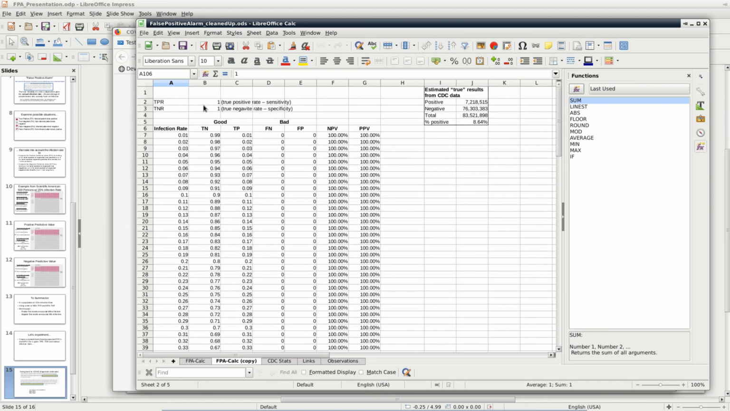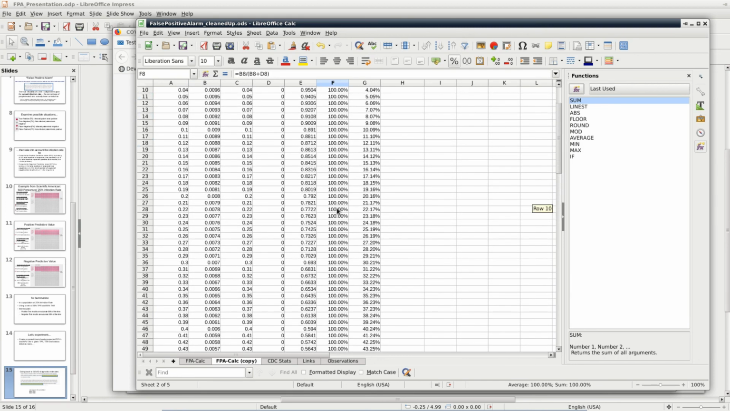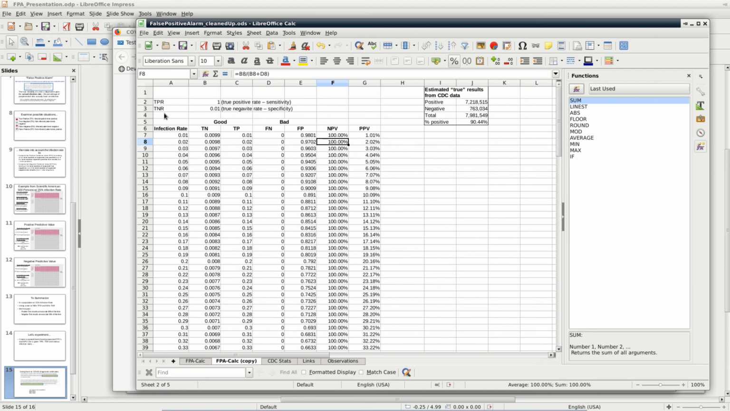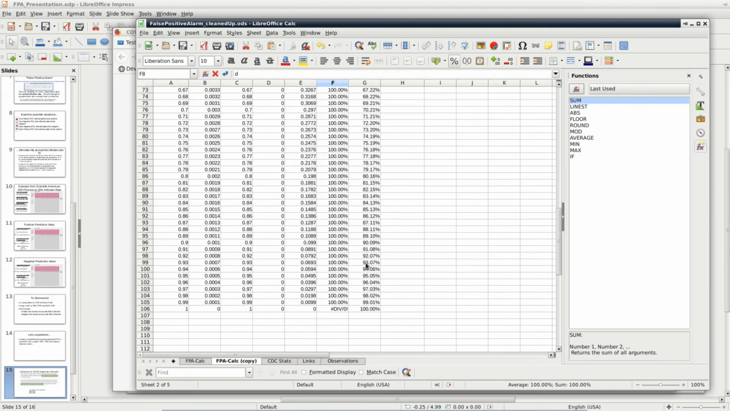So if we change it to a really low, say we do a 1% true negative rate, what that means is we're going to get a bunch of false positives, but we're always going to have a perfect true positive rate. So if someone is negative, it's always going to give you the right answer. But if someone's positive, it's going to be pretty horrendous all the way down, until you get up to a really high infection rate.